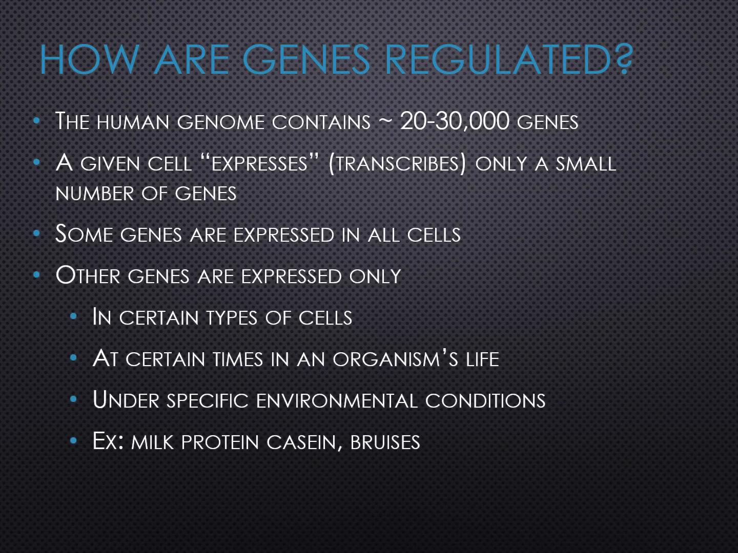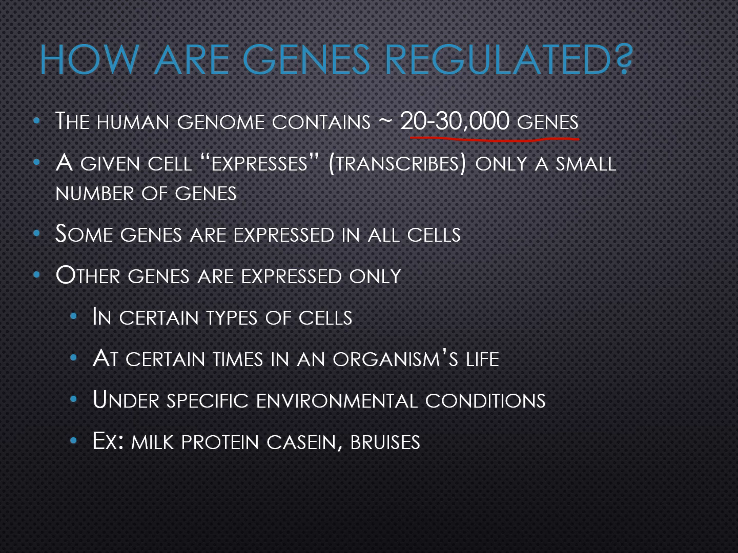How are human genes regulated? The human genome contains 20 to 30,000 genes. Why is it that we don't have a more precise number for that? It depends on what you consider a gene. Is one gene just a segment of DNA? What if the messenger RNA is processed somewhat differently? What if the protein is modified in some way? Does that make it a different gene?